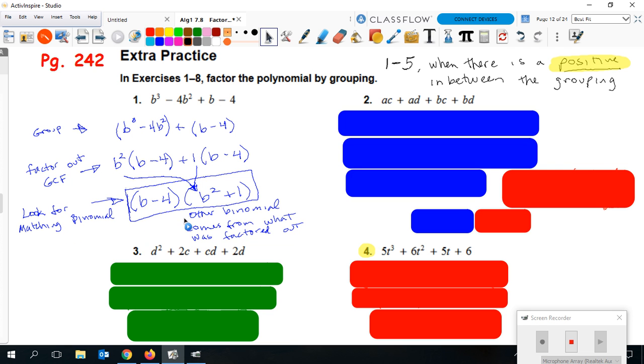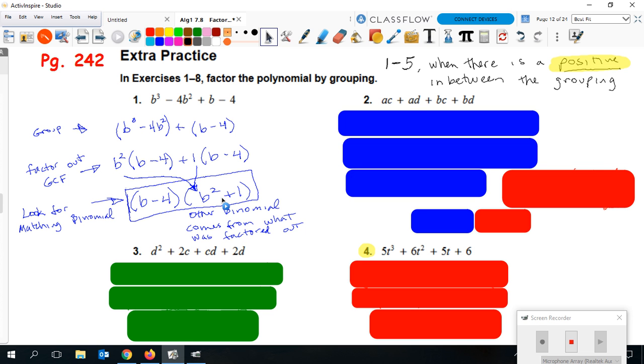And then the other binomial comes from what was factored out. So the b squared plus the 1 goes in this other one, and that's what was factored out. Now, when you see a variable squared here, you want to be careful when you have a binomial and a variable squared, because you may end up having a difference of squares.